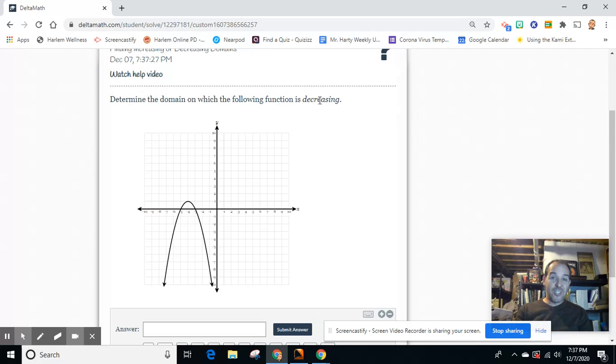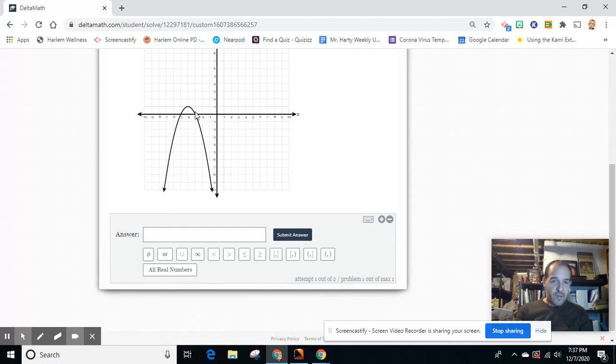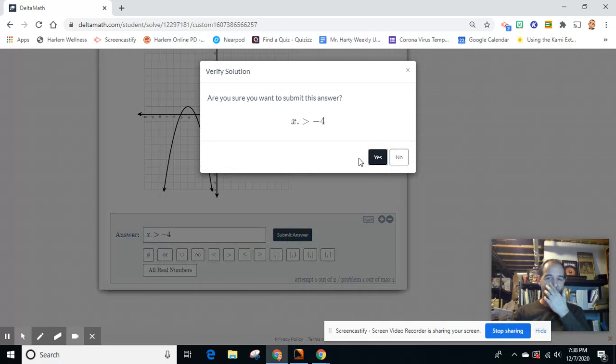Determine the domain on which the function is decreasing. Okay, so starting here, it's going down. So x values less than or greater than -4. And don't get fooled because I'm going downward, it's x. What happens to x values as you move to the right? They get bigger. So the way they want it, I guess, is x is greater than -4. Oops, greater than, Hardy. You got to get the greater sign in there. Greater than -4. I still would take -4 to infinity. I just don't think DeltaMath is going to.